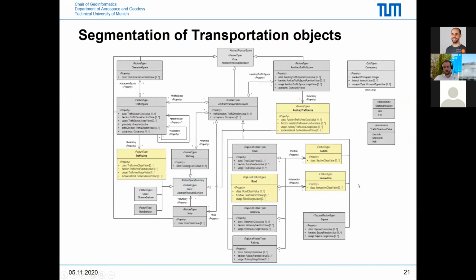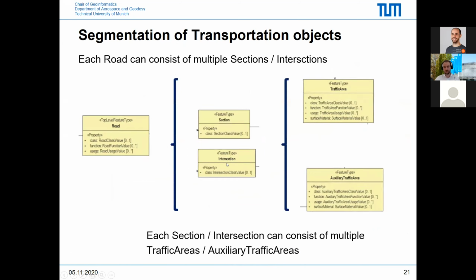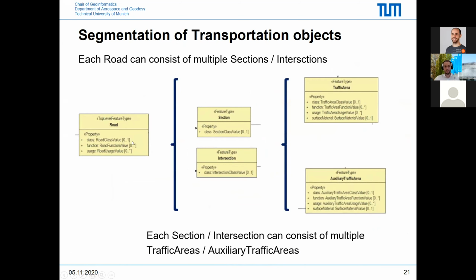Now highlighted are the most important classes concerning roads. And let me just restructure these classes to tell you what they intend to mean. Roads can be partitioned into individual sections and intersections, and individual sections and intersections again can be split into traffic areas and auxiliary traffic areas. And within the next few examples, I want to show you and demonstrate this concept.